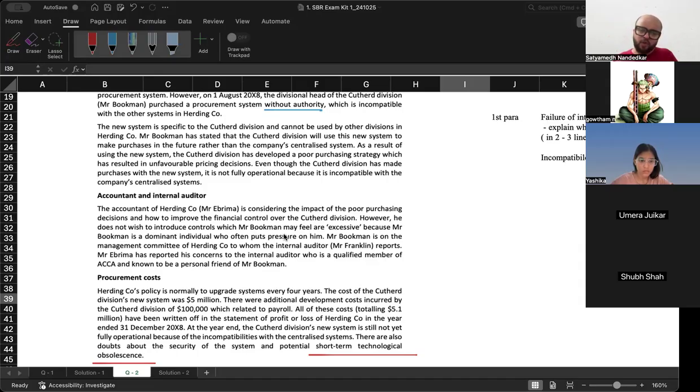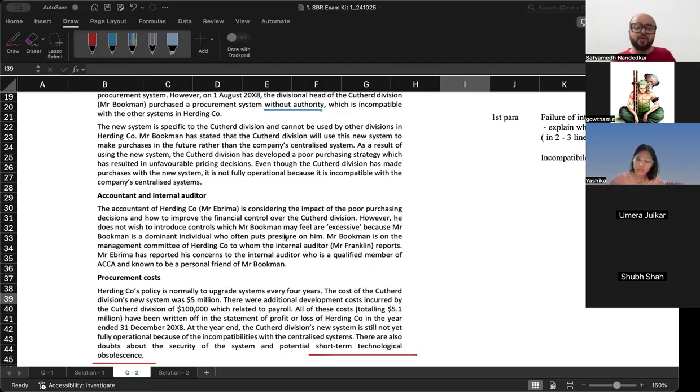Now, if you do not highlight this issue as the accountant, your professional competence will be called into question, right? That you are noticing all of these points and yet you are not highlighting. Now, Mr. Ebrima, who is the accountant, is being intimidated. There is an intimidation threat because Mr. Bookman is a dominant individual who is preventing him from discharging his professional responsibilities. And because it's an aggressive, dominant person, his objectivity might get impaired. He'll be like, "Yaar, who will deal with this? Let me just say that there is no problem."